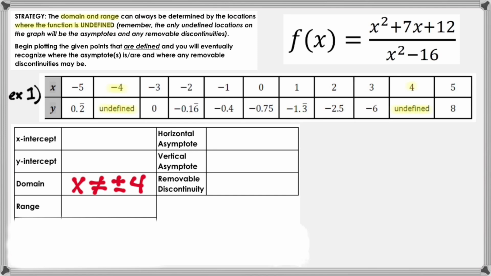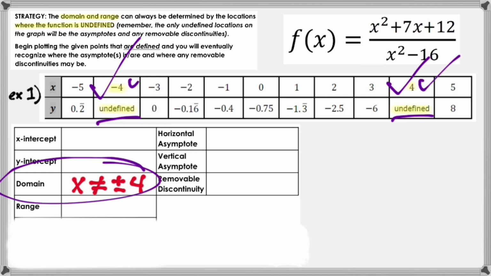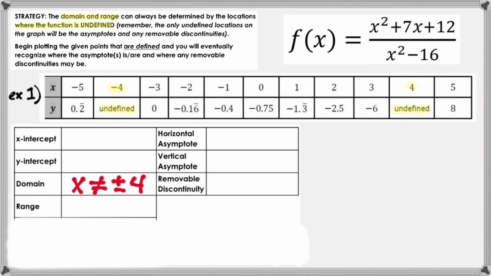The domain, it says in the table that -4 and +4 are x values that give you an undefined y value. That means you cannot include 4 and -4 in your domain. If you were to plug those numbers in, you would get a 0 in the denominator. And you can actually see that from the original function because it says x squared minus 16. 4 squared minus 16 is equal to 0. And you can't have a 0 in the denominator. So look for where it says undefined and you will know where your domain is going to begin.